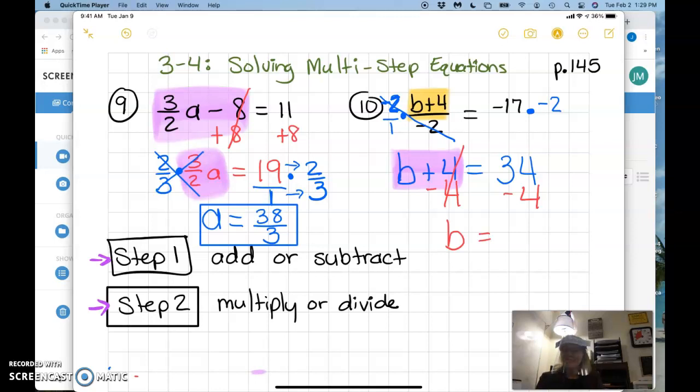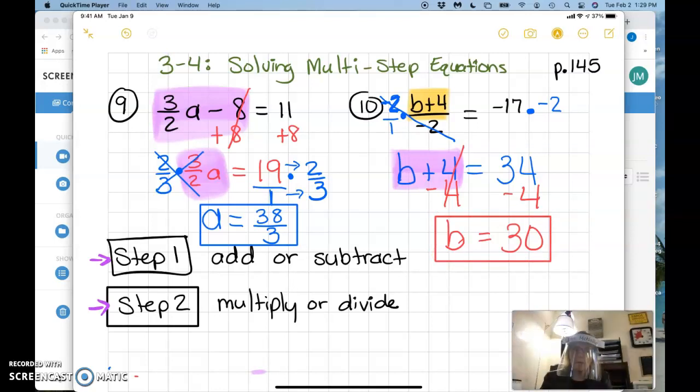Okay, so the 4's cancel out on that side, and I'm just left with B. And then on the other side, 34 minus 4? 30. Okay, and that's it. So the only exception to our rules, step 1 and step 2, is if you have this kind of fraction that has an operation on the top of it. Then you have to get rid of the fraction first. Okay?